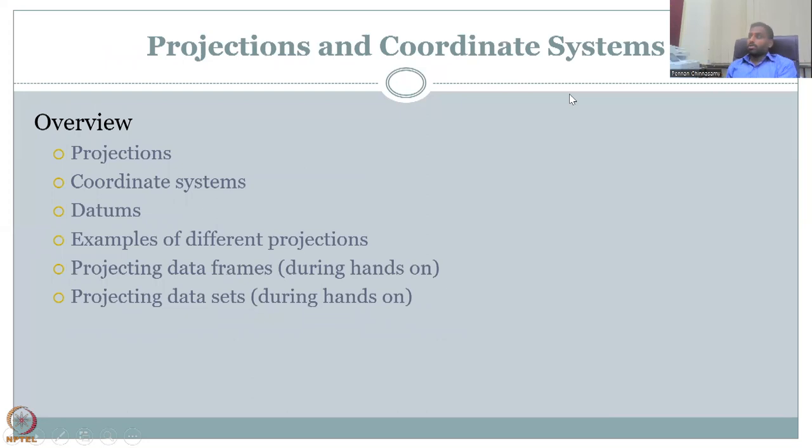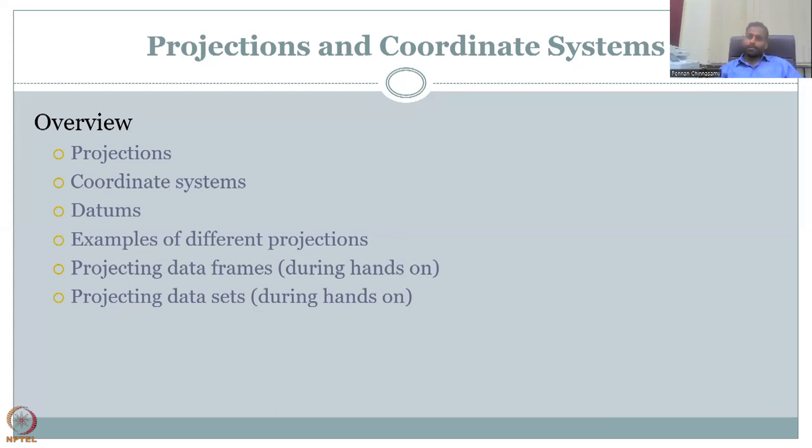We'll be looking at projections and coordinate system. In an overview, we will look at projections, coordinate system, datums, what is a datum and how it's being created in a projection and coordinate system, examples of different projections, and you will also see some data frames and data sets. Okay, so this will be more discussed when we do the hands-on setup. When I say hands-on, I will also open QGIS and download our data and show you. And in that time, we will look at the data frame, how you can convert the projections, etc. So already we have seen some of it in the previous examples.